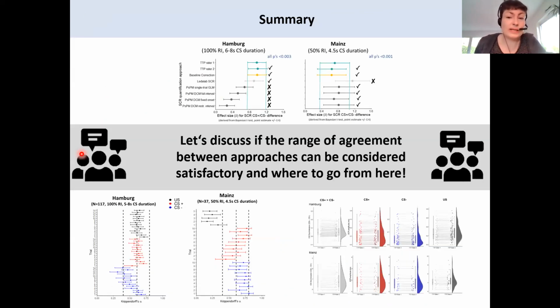So let's discuss if the range of agreement between the approaches can be considered satisfactory and where to go from here.